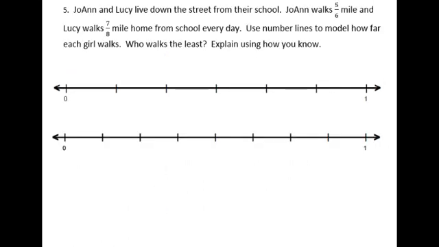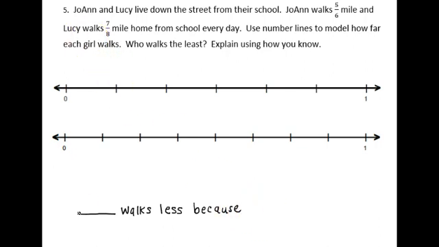We can use this type of comparison on a number line to solve word problems. This question says, Joanne and Lucy live down the street from their school. Joanne walks 5/6 miles, and Lucy walks 7/8 of a mile home from school every day. Use number lines to model how far each girl walks, and then answer the question, who walks the least, explaining how we know. So I'm going to start my answer statement below so I know what the goal of the question is. So I'm going to say blank walks less because, and we'll have to fill in the rest of that statement after we answer the question.